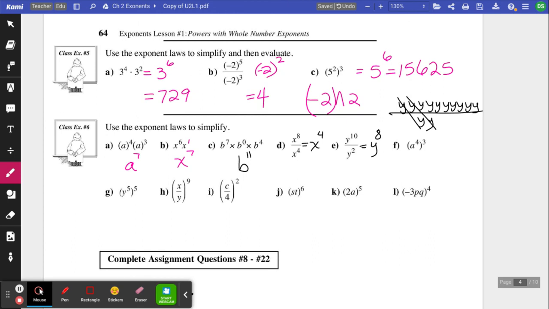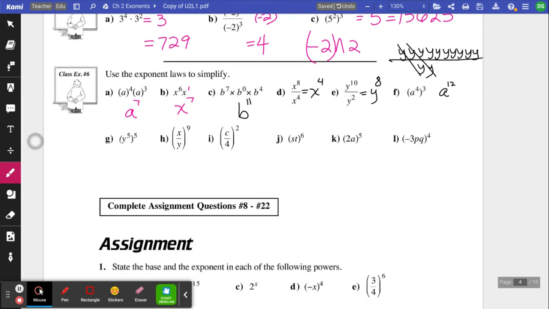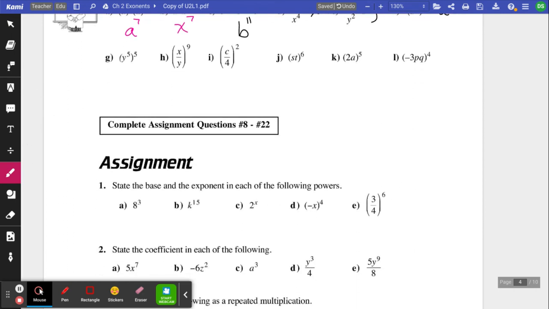Okay, how about over here, F? How about this row, right here? A to the 12, Y. Yes, 4 times 3, because powers of powers multiply together. Good. All right. Kylie, your row. Y to the 5 to the 5. Y to the 25, same rule. Powers of powers are multiplied together. Okay.